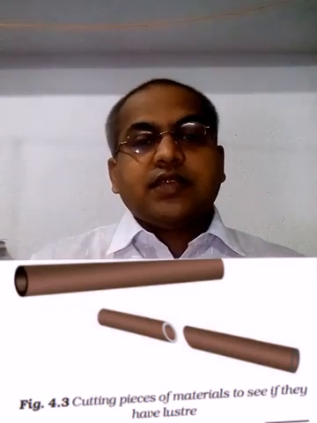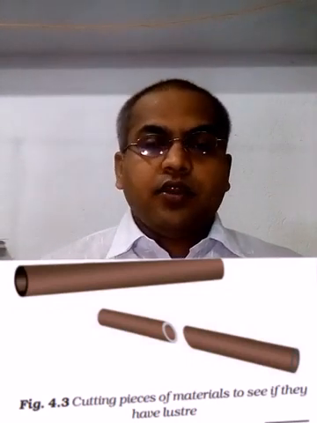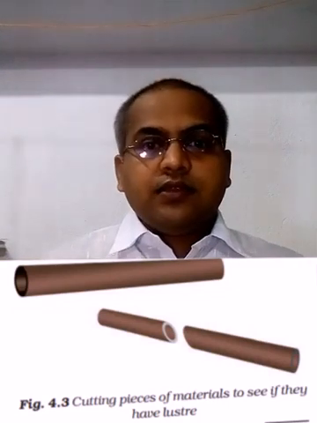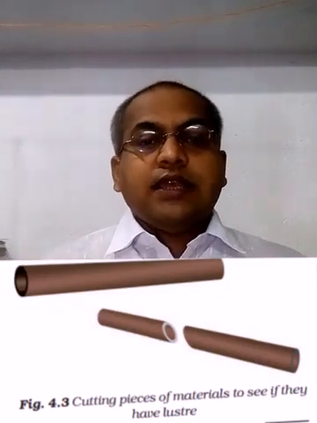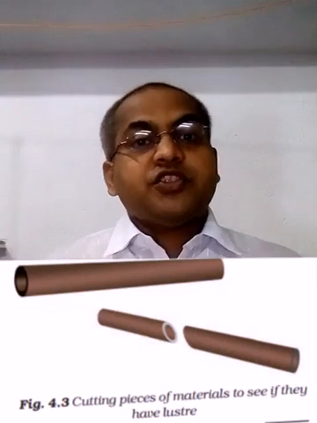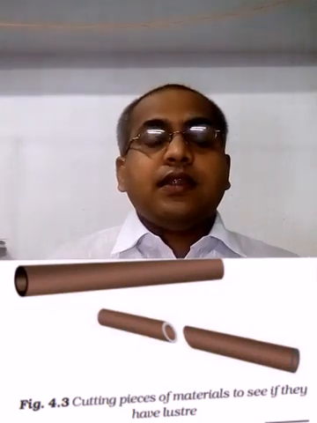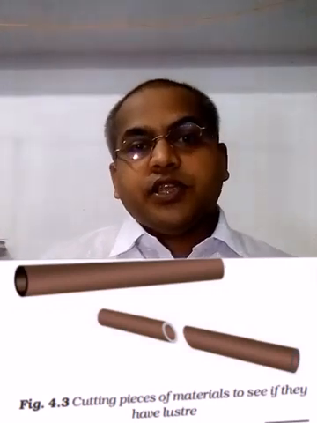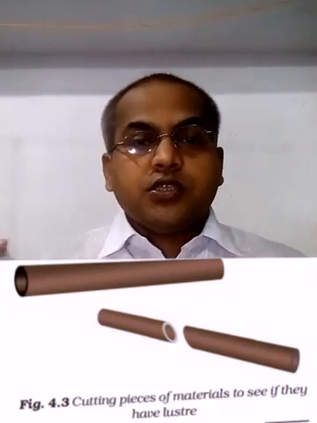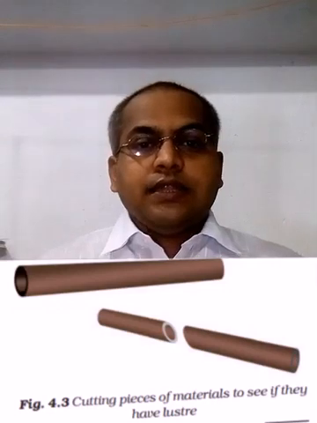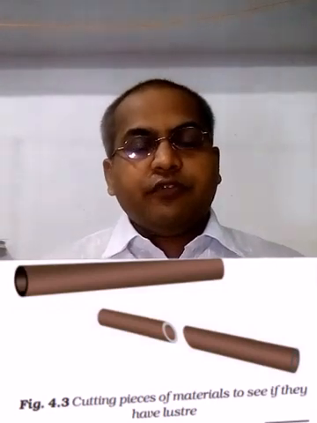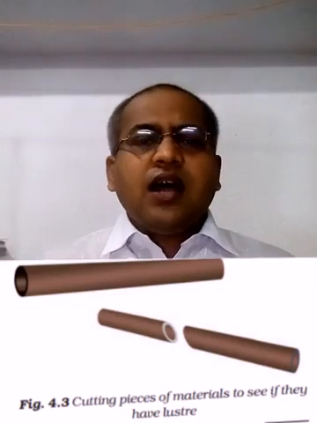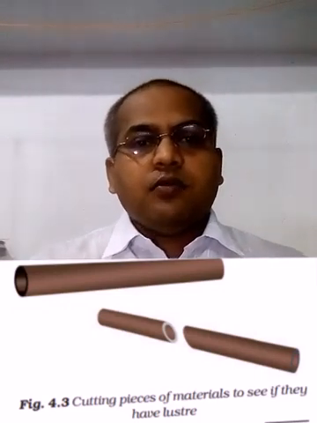Like appearance, they are shiny, they are hard, they are not very soft, they are ductile, you can prepare wire from them, they are malleable, you can prepare sheets from them, they are sonorous. When you hit a metal with a hard object, it will produce a different type of sound. And there are some materials which are brittle. If you hit them hard, they will break into pieces. So these are some properties of metals.